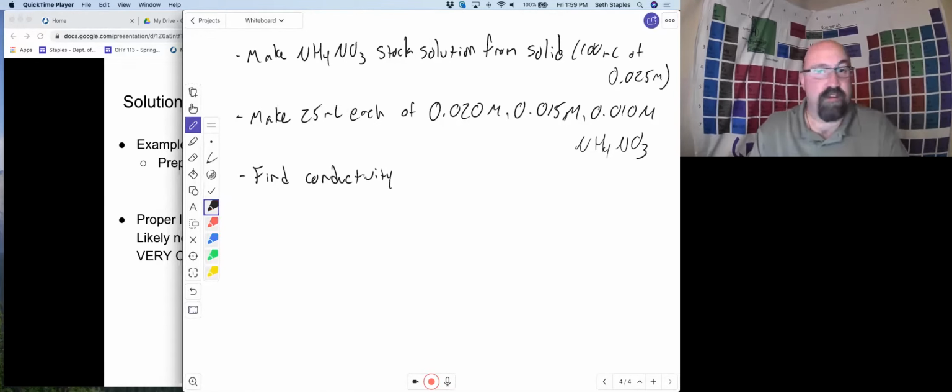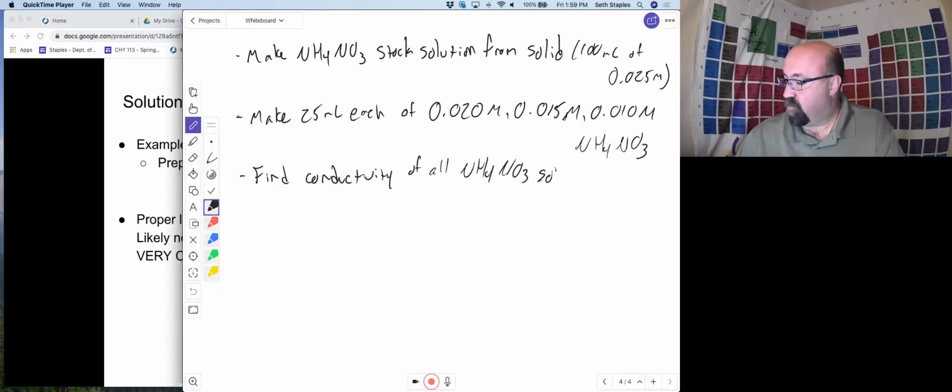And then you need to find the conductivity of all of those solutions. And so you'll have 4 different solutions at this point: 0.025, 0.020, 0.015, and 0.010. Find the conductivity of all these NH4NO3 solutions.